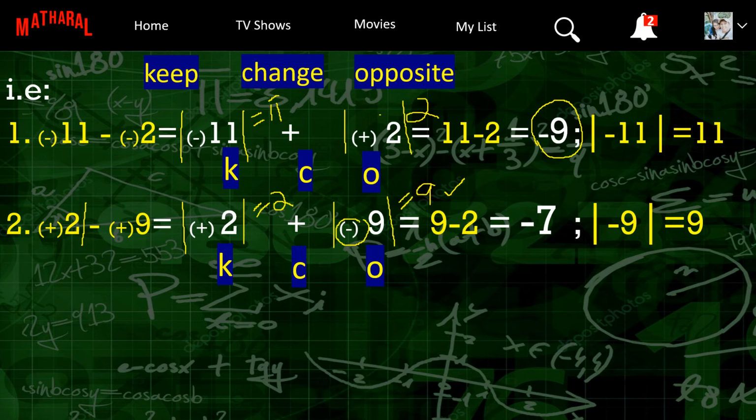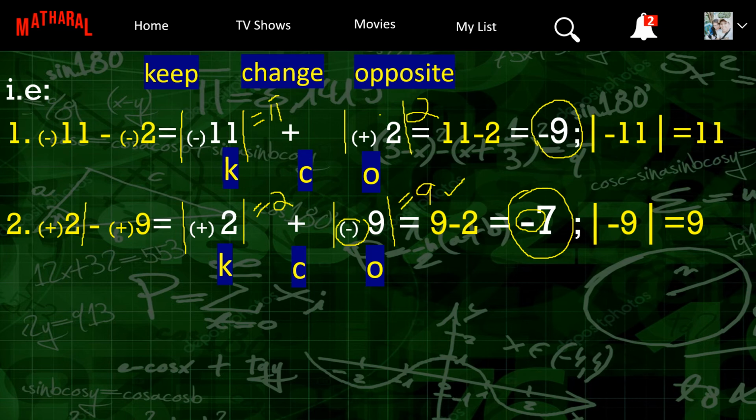So, the same concepts we've used here ay yun din po. So, instead of 7 ang sagot mo, lalagyan mo siya ng negative. So, that is why our answer is negative 7. So, that's the use of the keep change opposite to normalize the operations on integers para ikaw ay makabalik ulit doon sa pag-add ng integers po.